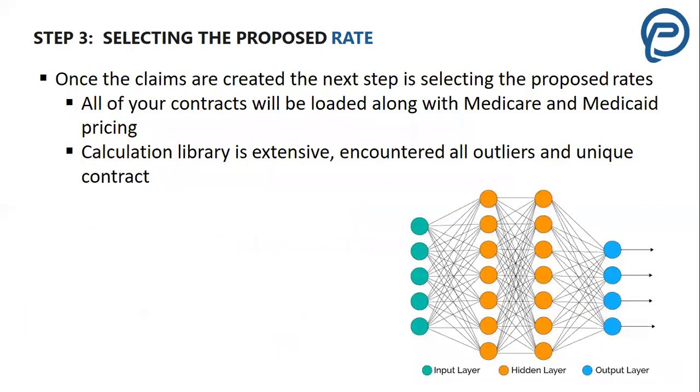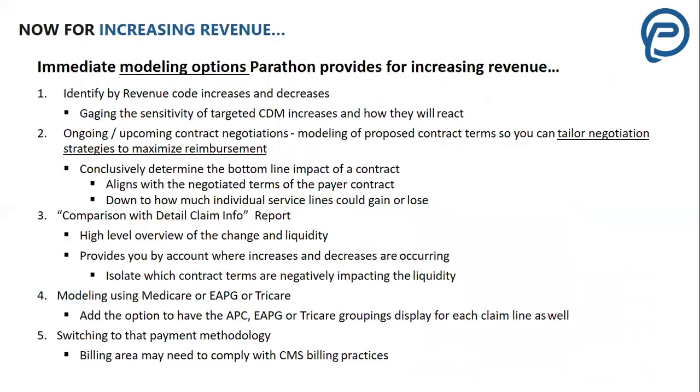Finally, you select the proposed rate depending on what you're modeling, right? This could be along with Medicare or Medicaid. We have a very extensive calculation library, so we can really do anything that fits any type of modeling. But the final step is what is that proposed rate you're looking at in whatever modeling scenario you're looking at. And so now it's all about increasing revenue.